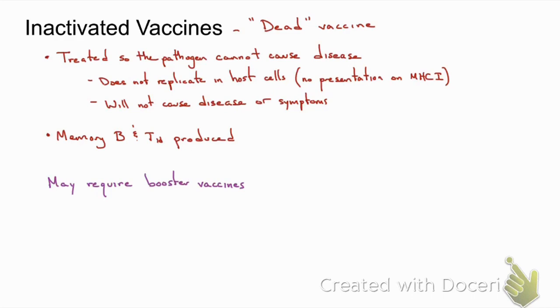However, because the pathogen and its antigenic material cannot be produced or replicated inside the host, there's not going to be any presentation of epitopes on MHC1. This limits the memory of the immune system to inactivated vaccines. While memory B cells and T helper cells will be produced, memory TC cells will not be produced.